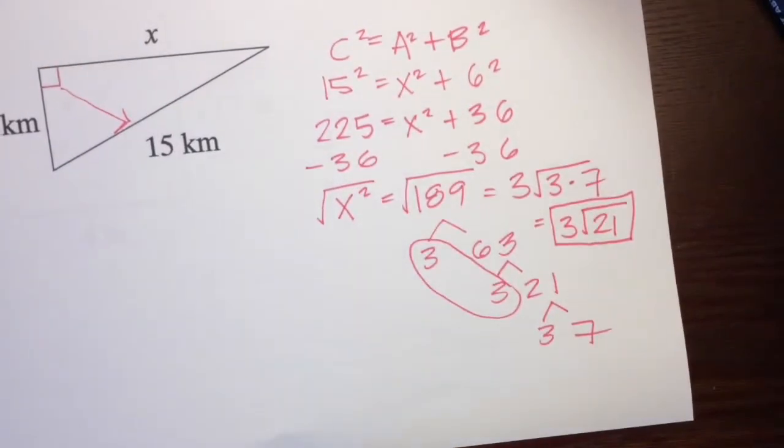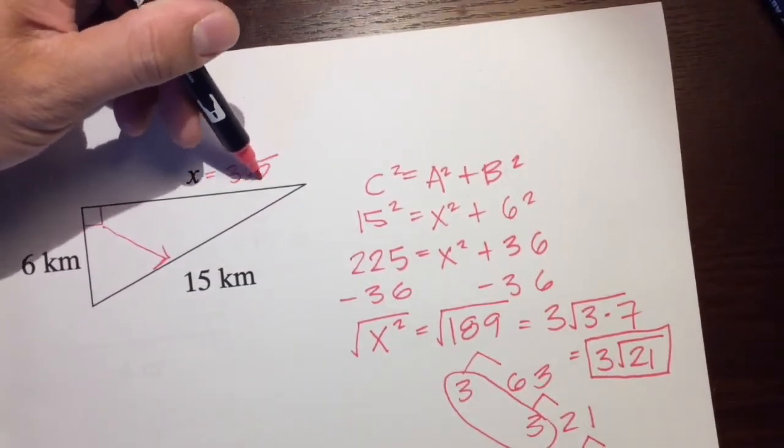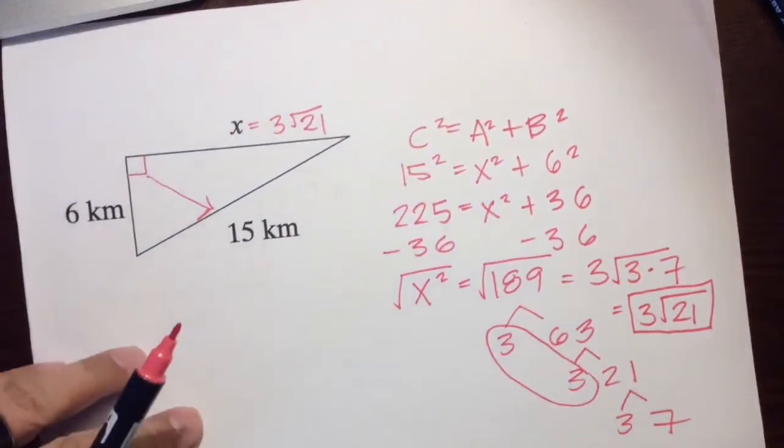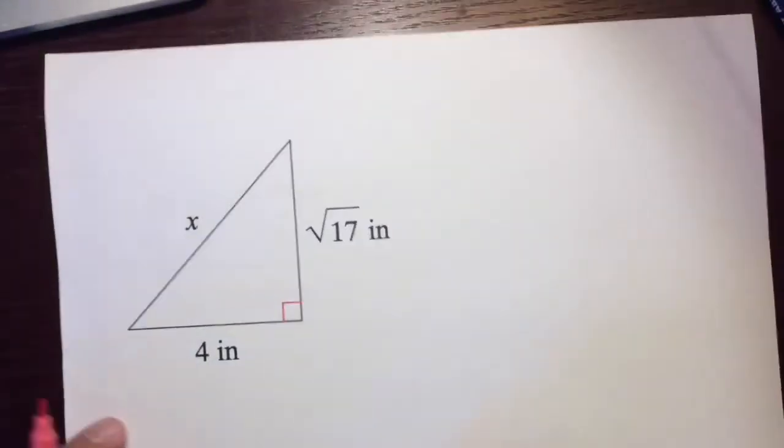There it is. There's your answer. This side is 3 radical 21. Okay, next one.